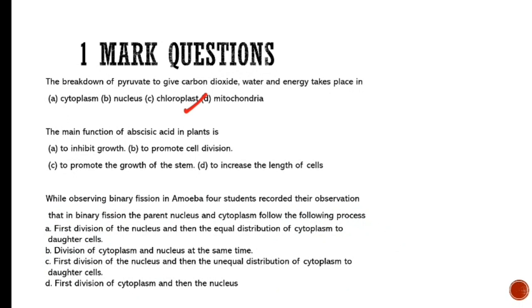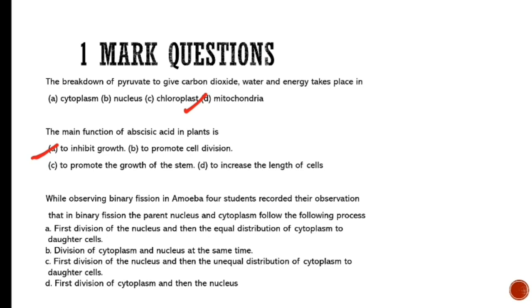The next question is: the main function of abscisic acid in plants is to inhibit growth, to promote cell division, to promote the growth of the stem, or to increase the length of the cells. So here the correct answer will be to inhibit the growth. As you all know, auxin is involved in cell division, then growth of the stem is done by gibberellins, and to increase the length of the cells, that is also done with the help of gibberellins. Cell division is also promoted by cytokinins, but the inhibition of growth is done by abscisic acid.